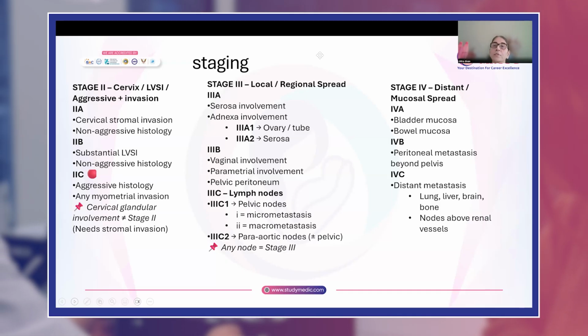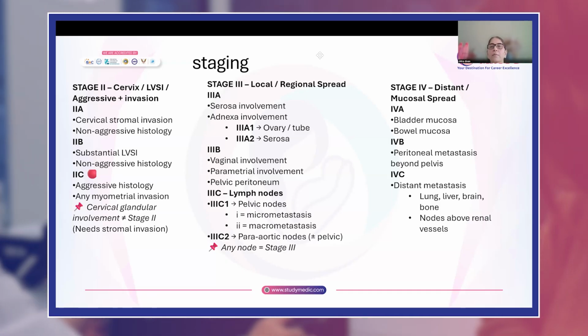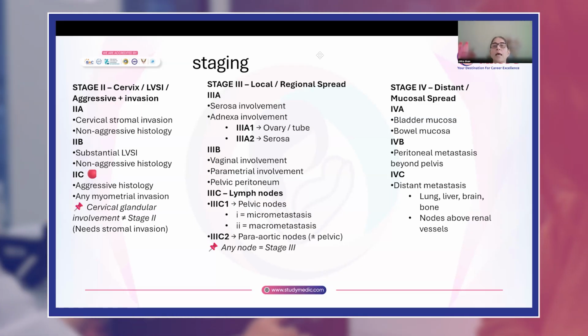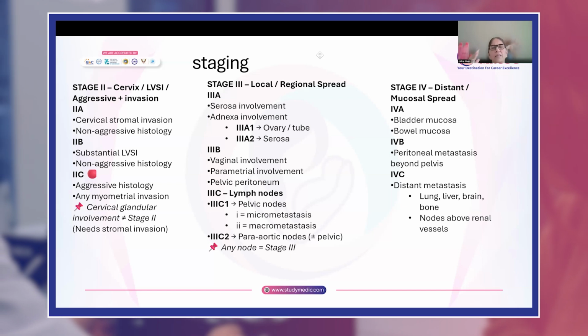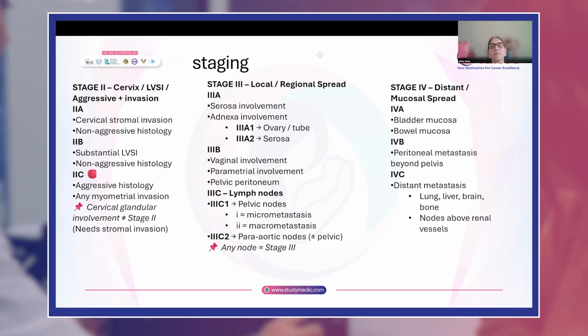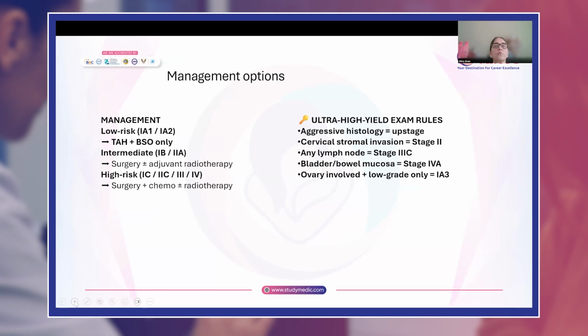What is stage 4 disease? So distant spread or mucosal spread. Bladder mucosa, bowel mucosa, stage 4. Peritoneal mets beyond the pelvis, that means abdominal. And distant metastasis, lung, liver, brain, bone, and anything above the renal vessels. That becomes stage 4C. Okay. So I hope that now the staging has become clear to all of you.